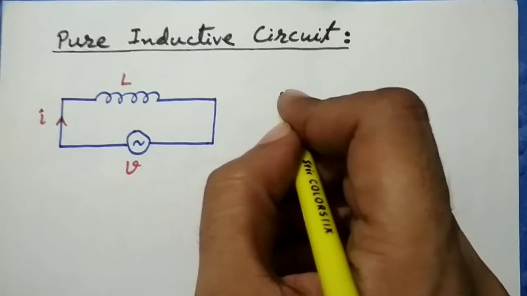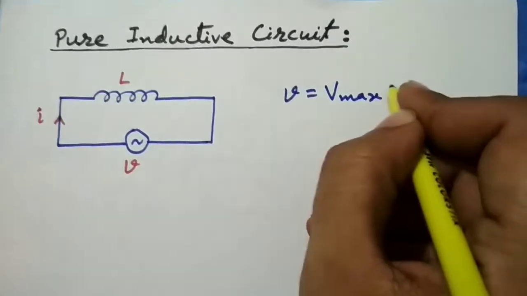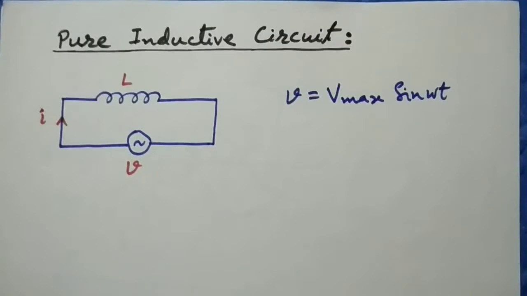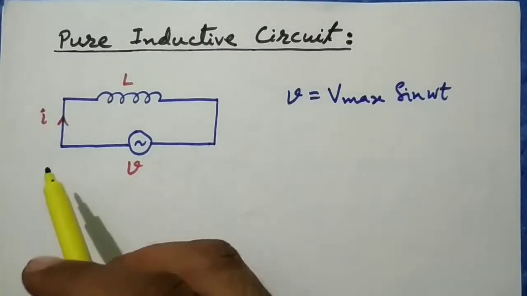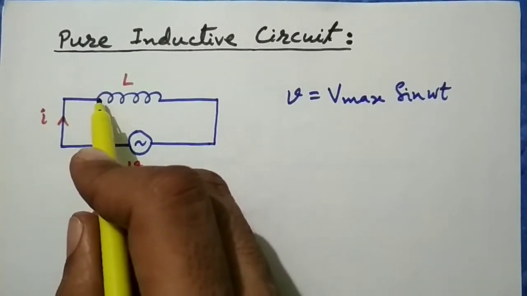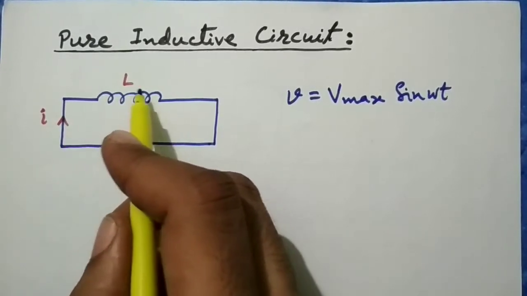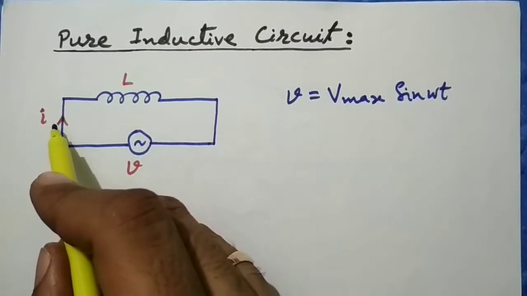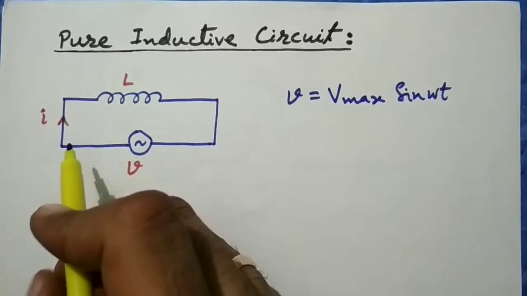Here the V is the alternating voltage, so it can be written as V max sin omega t. As the voltage is alternating, it changes with respect to the time. Therefore, the current will also change with respect to the time. And when the current is flowing through the inductance coil, then a magnetic field will be produced across the inductive coil. And as the current is changing, therefore this magnetic field strength will also be changing with respect to time.